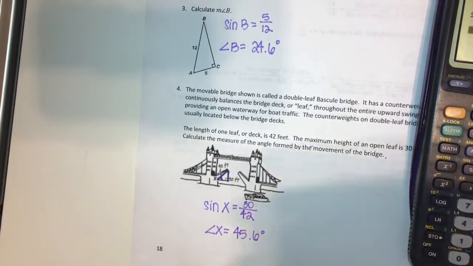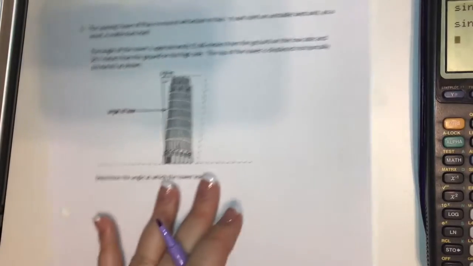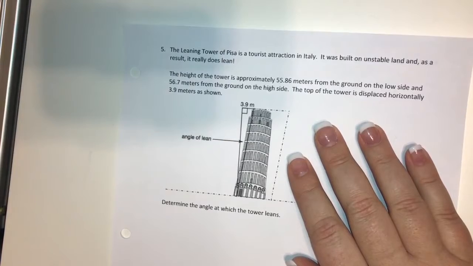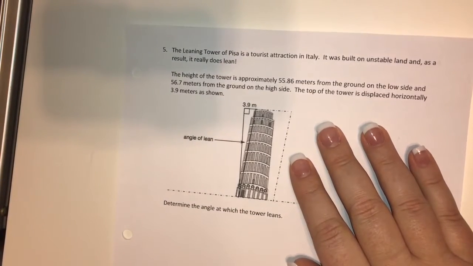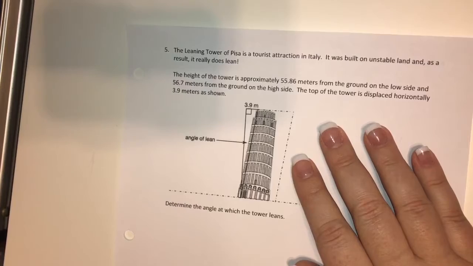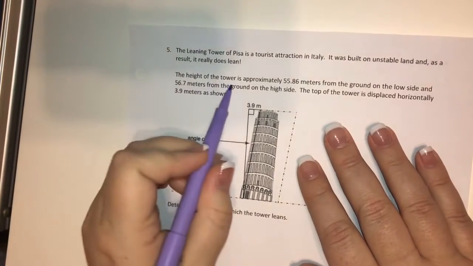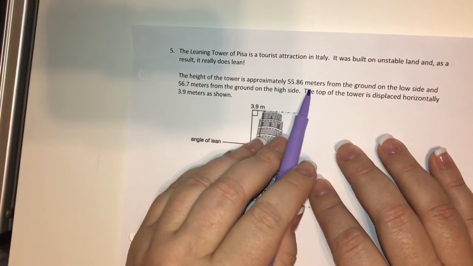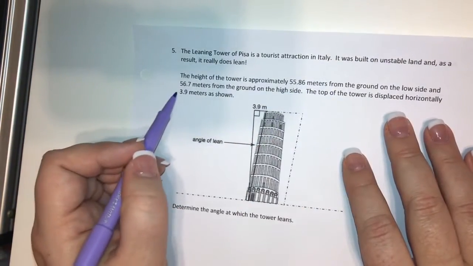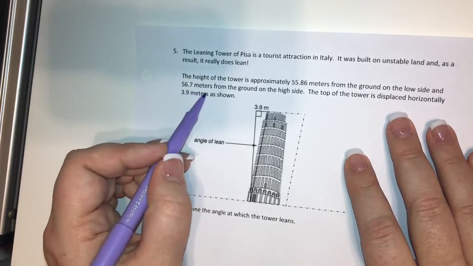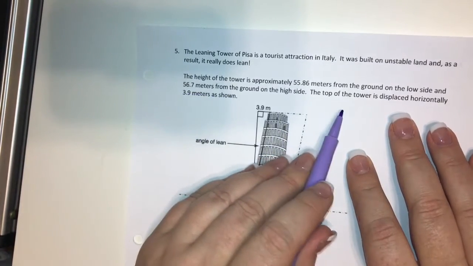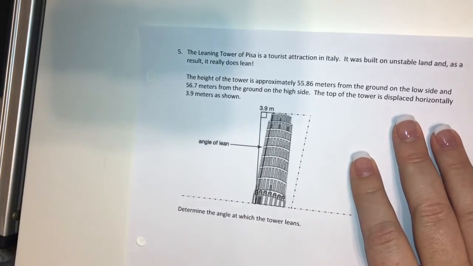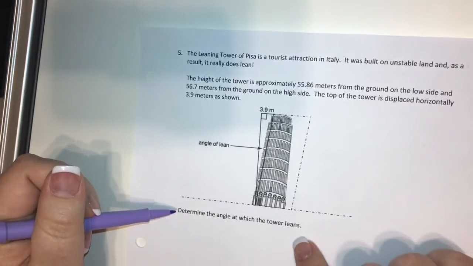And I've got one more problem over here, another word problem. It's about the Leaning Tower of Pisa. The Leaning Tower of Pisa is a tourist attraction in Italy. It was built on unstable land, and as a result, it really does lean. The height of the tower is approximately 55.86 meters from the ground on the low side and 56.7 meters from the ground on the high side. If the top of the tower is displaced horizontally 3.9 meters as shown, determine the angle at which the tower leans.